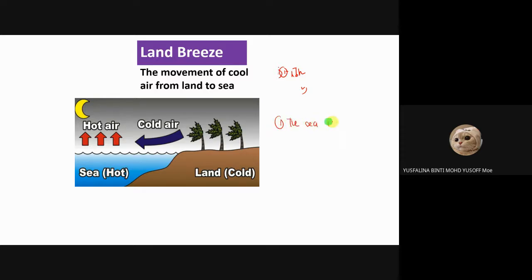Okay, the sea is hot during the night compared to land, because the sea has a higher specific heat capacity. So since the sea has a higher specific heat capacity, it is not easy for the sea to cool down.